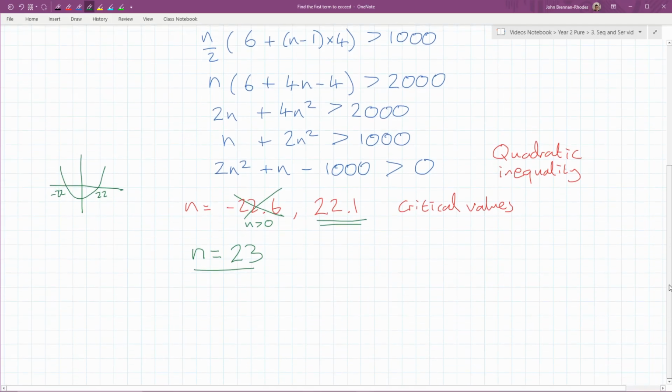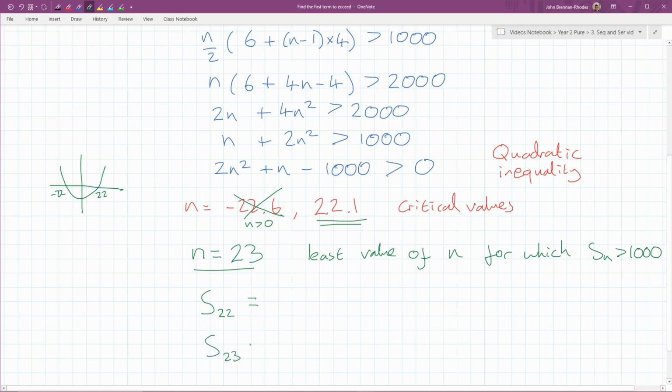And so this is the least value of n for which Sn is greater than 1000. I recommend a quick check of this. So we want to calculate S22 and S23, and we're hoping that S22 is just a bit under 1000 and S23 is a bit above 1000.